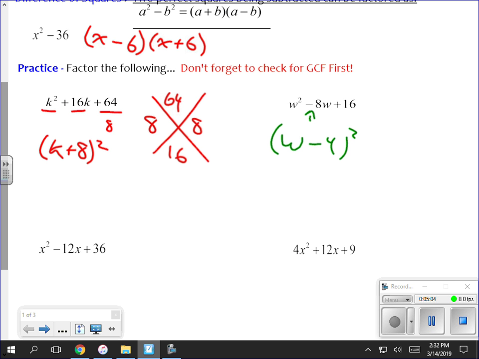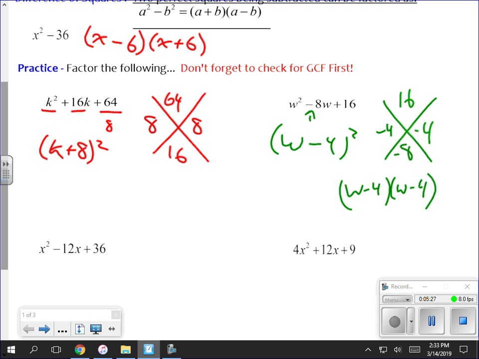Once again, could you set up the big X and do it this way? Sure. 16 and minus 8: negative 4 and negative 4. And it would work. That would give me the same answer. This would give me w minus 4 and w minus 4, which, guess what, is w minus 4 squared. So it'll give you the same thing in the end.